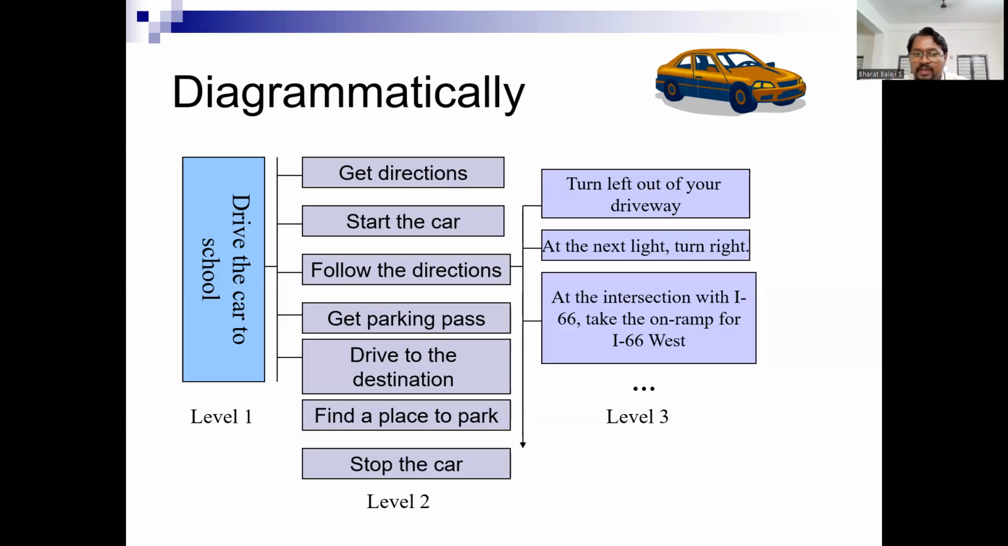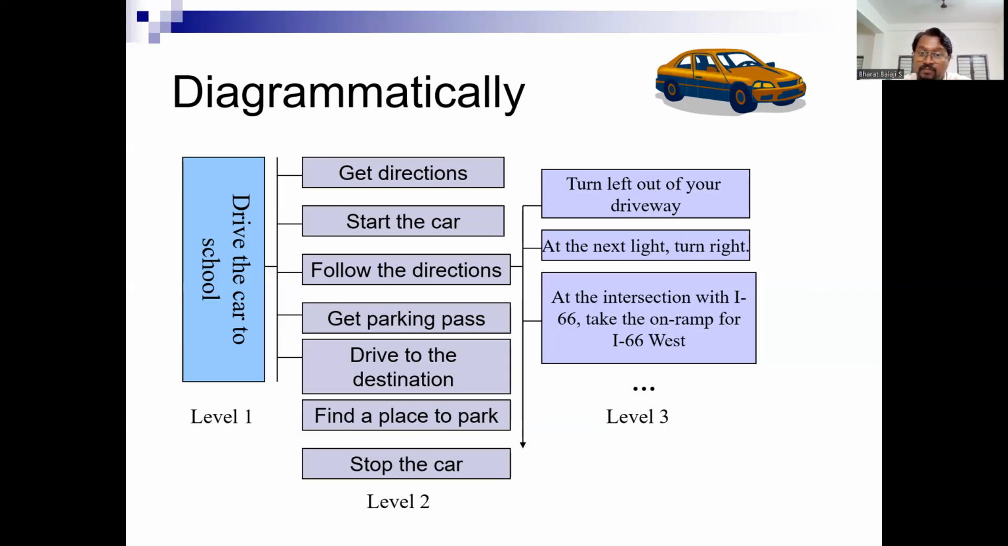You can identify level 1 and level 2. In level 1, we are going to give only one instruction: drive the car to the school. The school address is given. From a particular place, you have to go to that particular school. You have to find out the way. In the second level, we are going to give the directions.